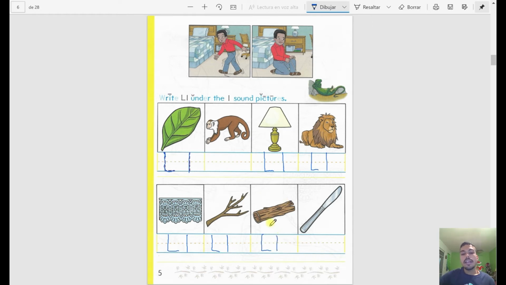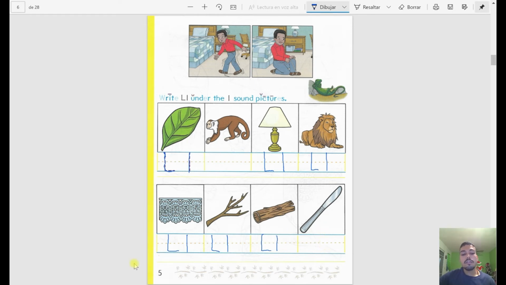Very good. And the last one here, this is called knife. Knife, and knife has the sound L. Knife, it has the sound. No, very good, it does not have it, so we leave it in blank, okay? We don't write the letter L, right? We leave it in blank. Lo dejamos en blanco. Muy bien.